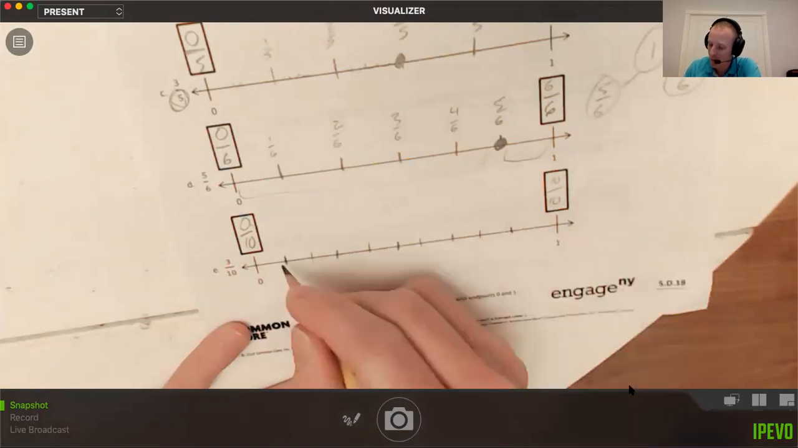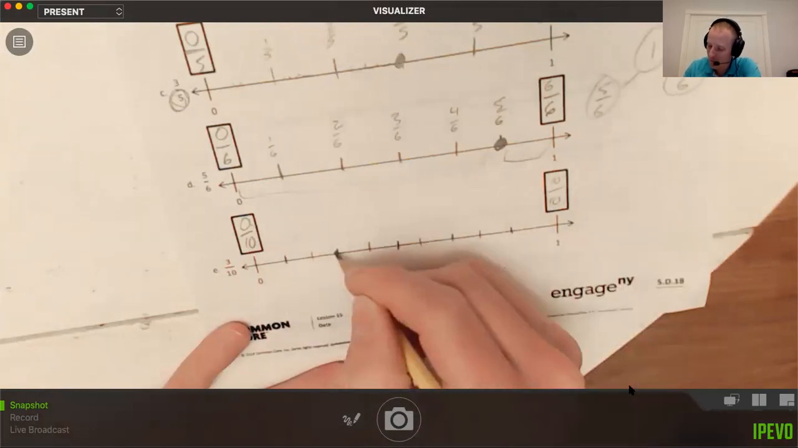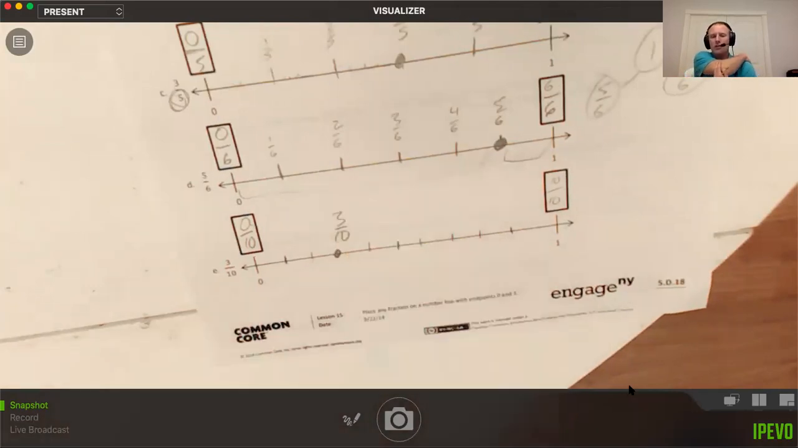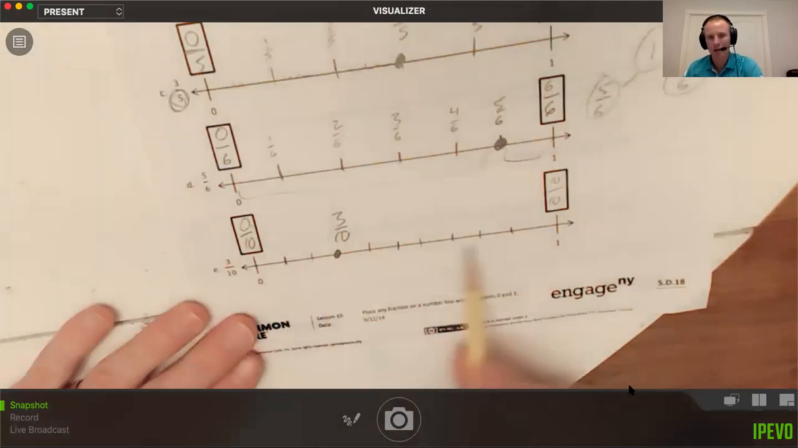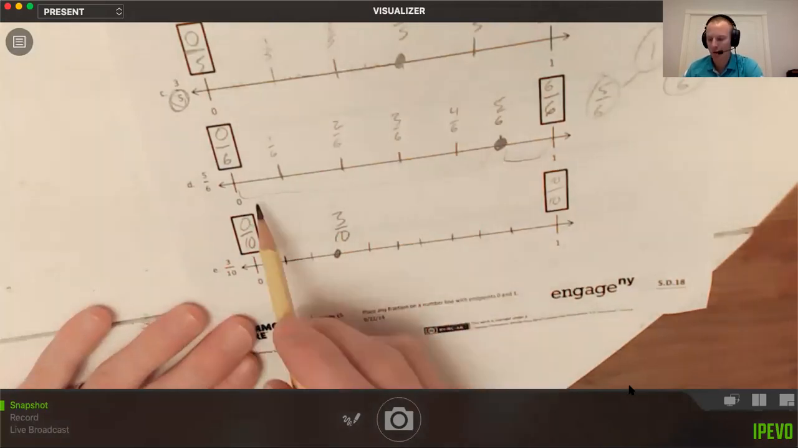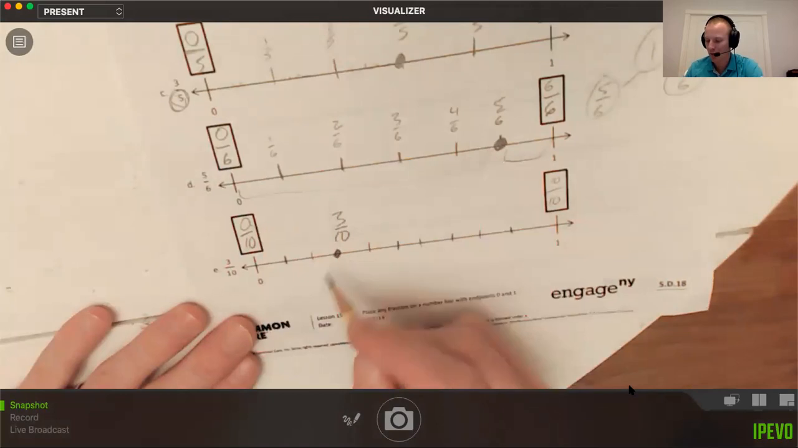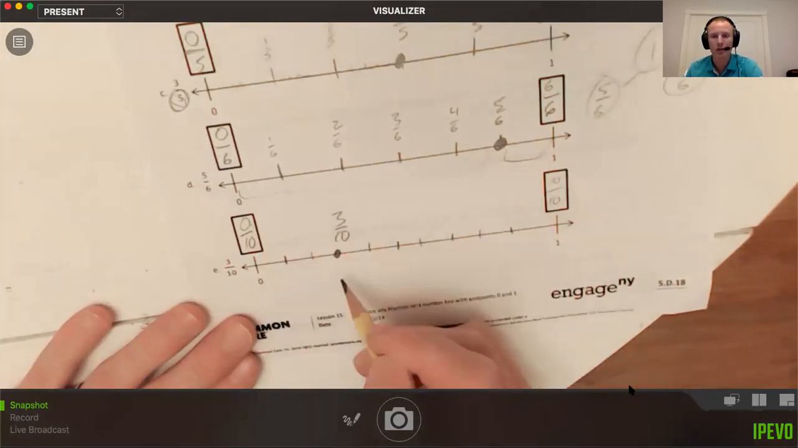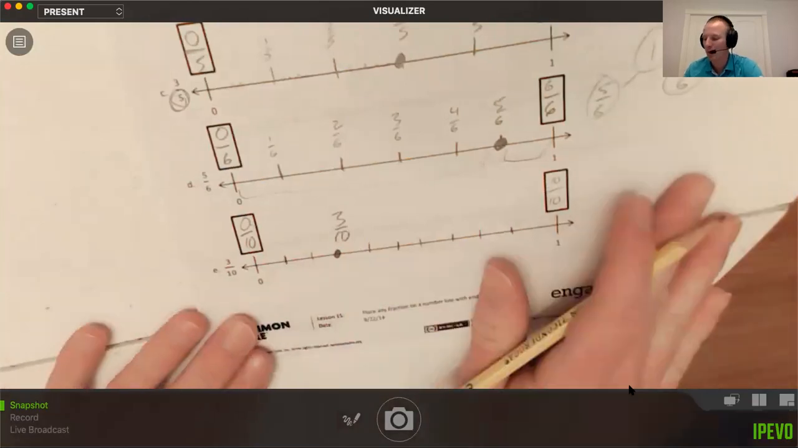And 3/10 is 1, 2, 3. 3/10. That's a strategy that by the end of this sheet, by the end of this sort of work, you might be able to do. I want you to put all the marks on, right? And we labeled them in every other one, but if you get to this point and you're really comfortable with that, you might be able to make all the marks, but then find 3/10 without labeling everything else. That would be appropriate.